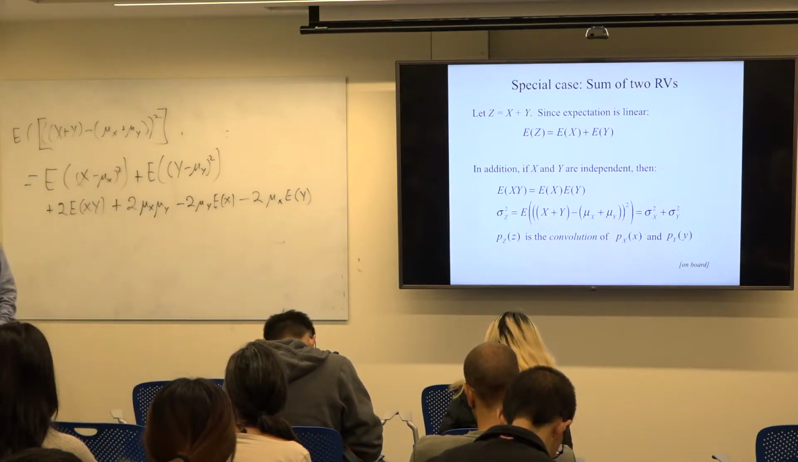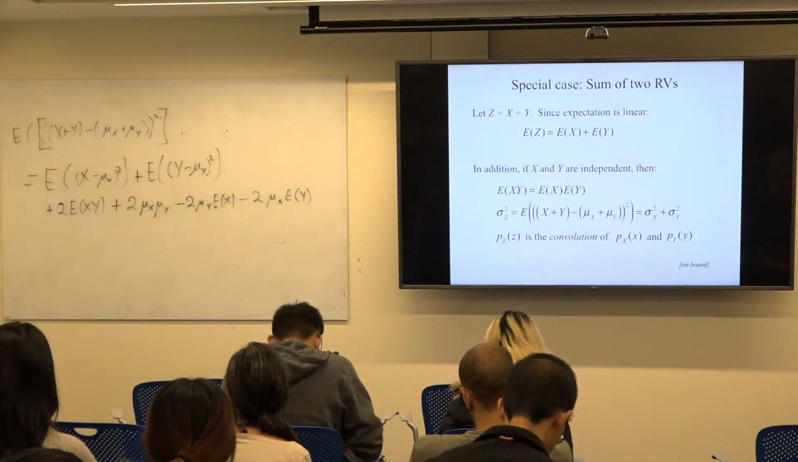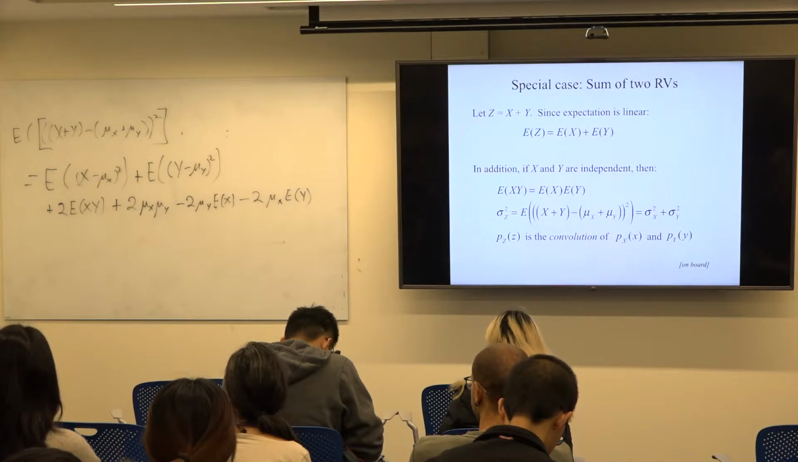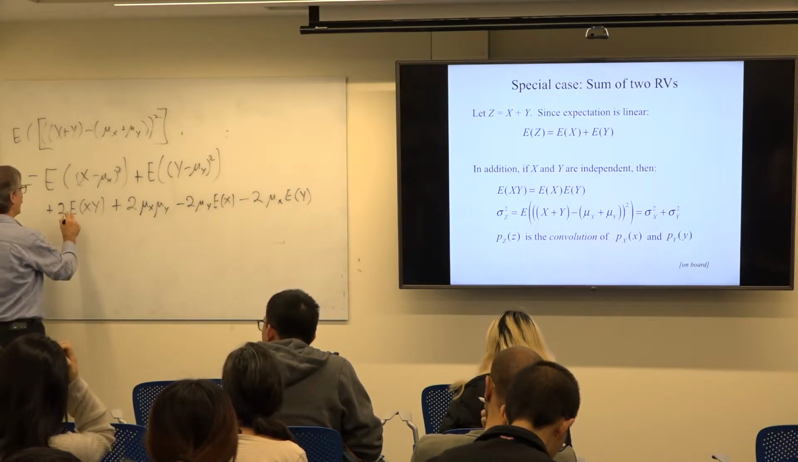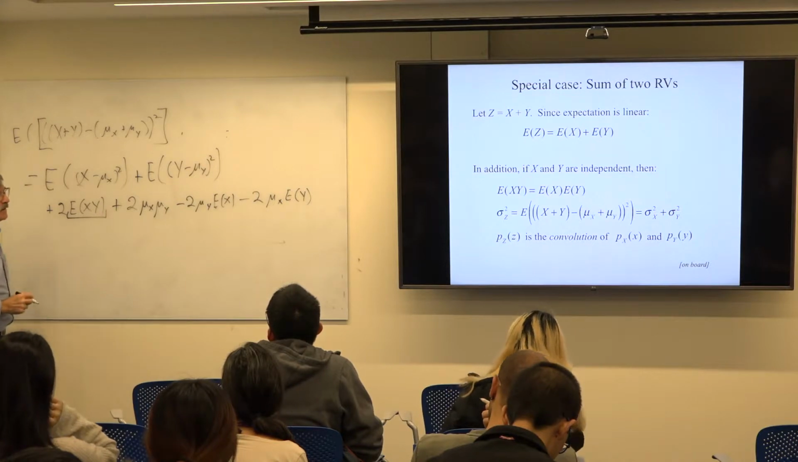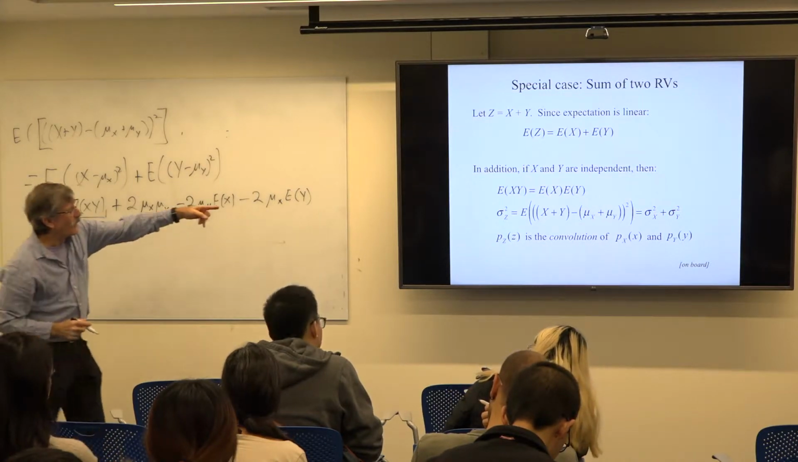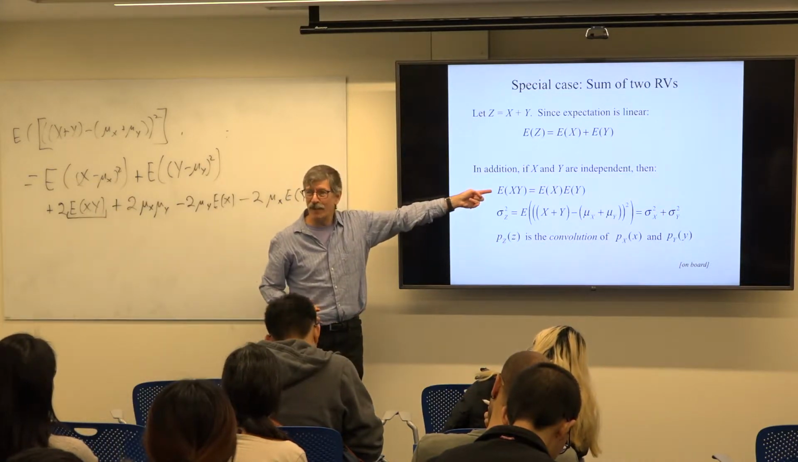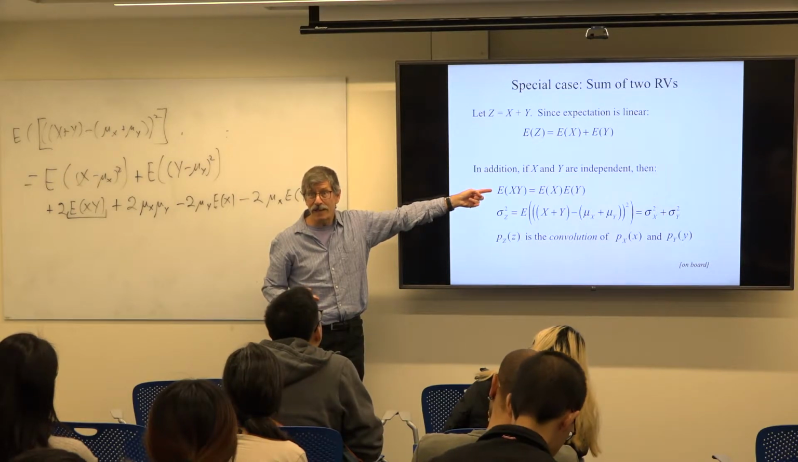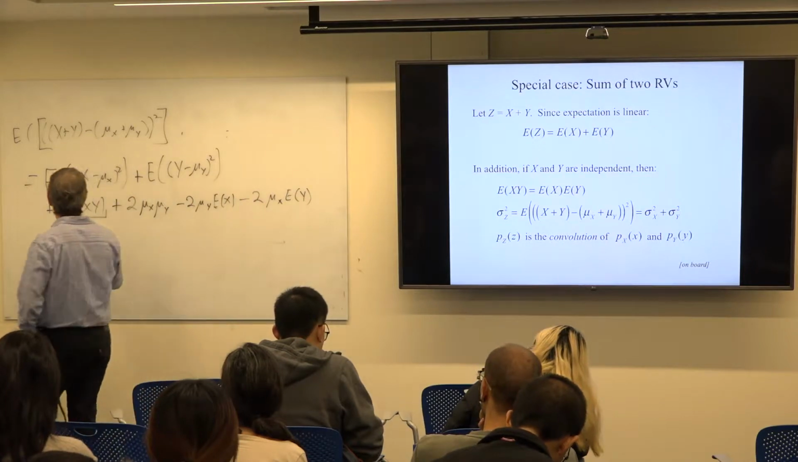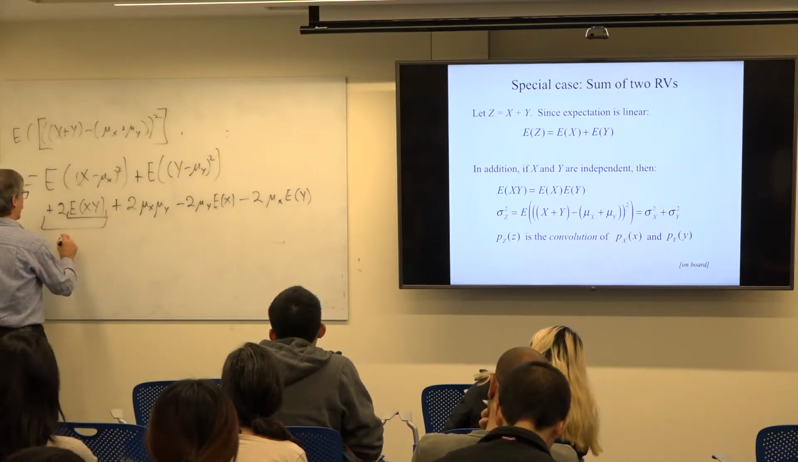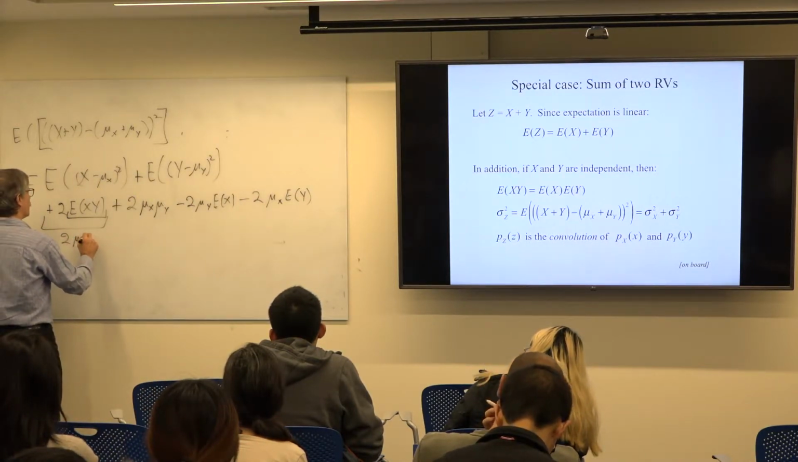And now I've just written down every possible cross product. Everybody comfortable with what I just did? I skipped a lot of steps, but basically I just took this ugly thing and did all the cross products. Now, this on the board right here is the same, if they're independent, as expected value of x, expected value of y. So this thing right here is 2 mu x mu y.